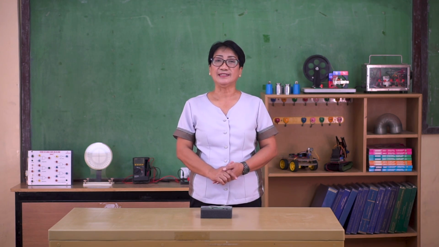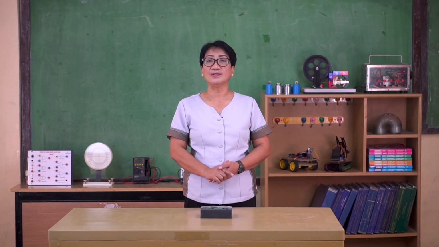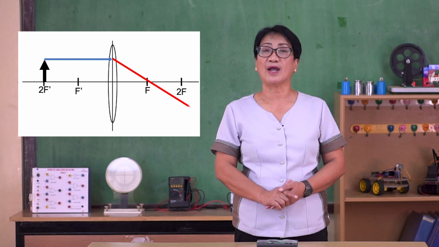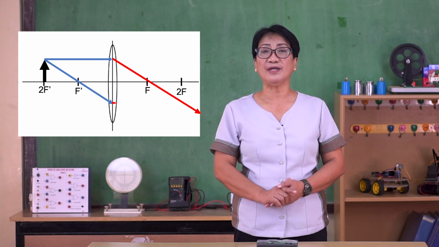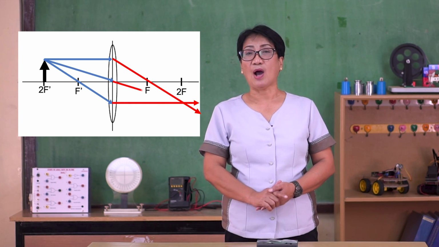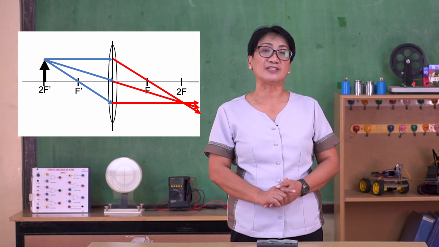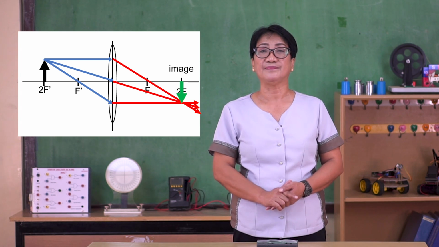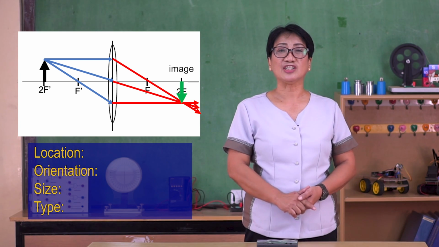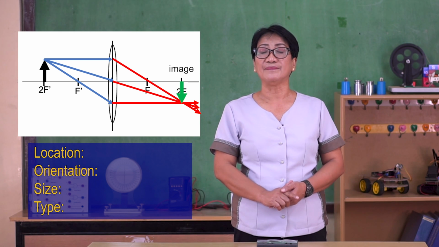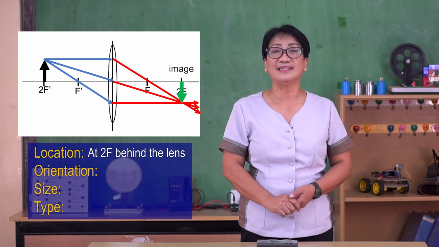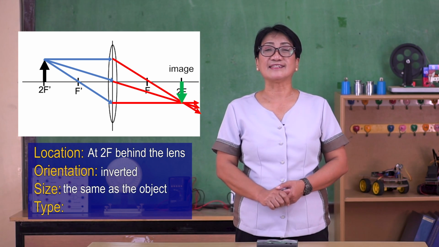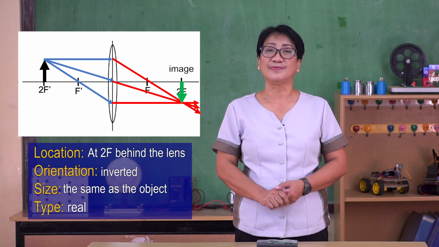Let's have another one. This time, the image is found at 2F. First, draw the PF ray from the tip of the arrow. Then draw the FP ray followed by the V ray. Now, let's find the intersection of the three rays and draw the image of the arrow toward the principal axis. What is the location, orientation, size, and type of the image formed? Correct! The image is located at 2F behind the lens. Orientation is inverted, its size is the same as the object, and its type is real.